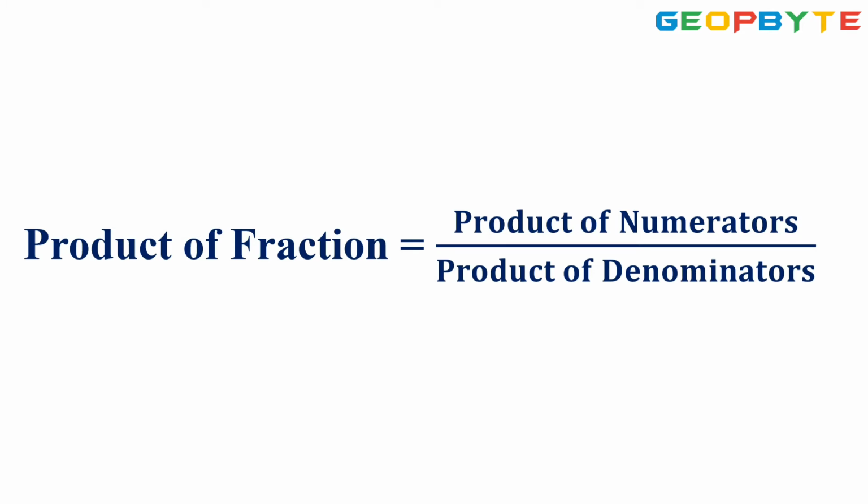In the previous class, we discussed question number 1 and 2 from exercise 2.3. And today, let us see question number 3 and 4. By the rule of multiplication of a fraction, product of a fraction is equal to product of numerators by product of denominators.